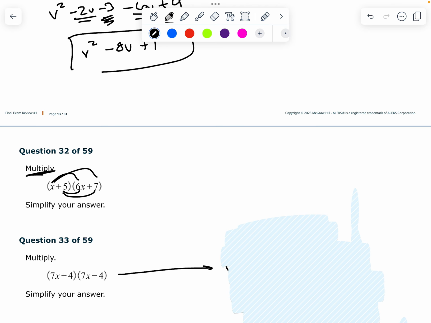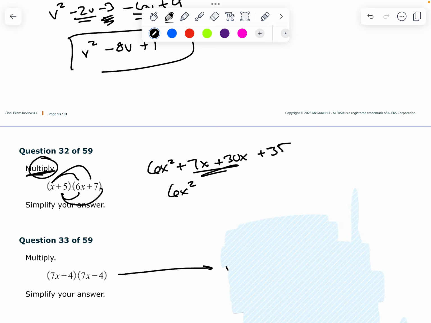First, x times 6x would be 6x squared. x times 7 would be 7x. 5 times 6x would be 30x. 5 times 7 would be 35. And then if it says simplify, multiply, whatever, combine like terms if you can. 6x squared plus 37x plus 35. That's our answer.